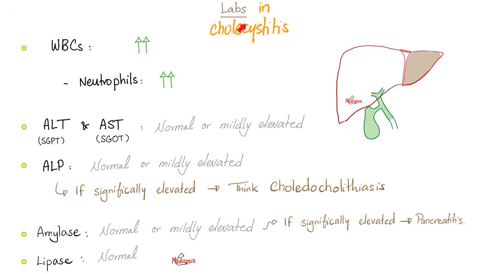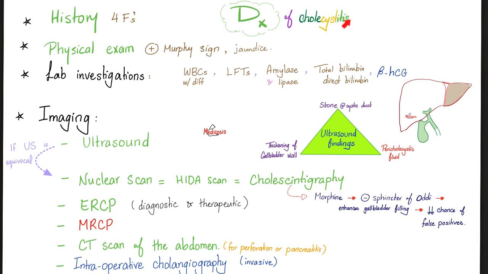Labs. Remember bacterial overgrowth, right? Bacteria. So you will see neutrophilic leukocytosis. ALT and AST, normal or mildly elevated. Alkaline phosphatase, normal or mildly elevated. If significant, think choledocholithiasis or ascending cholangitis. Amylase, normal or mildly elevated. If significantly elevated, think pancreatitis. Lipase is normal.